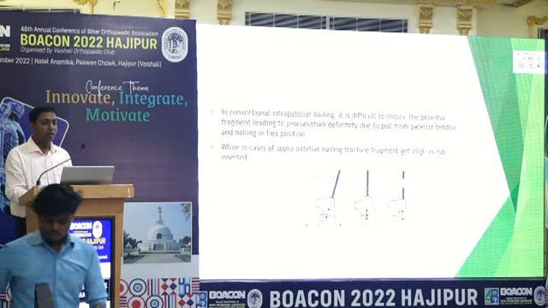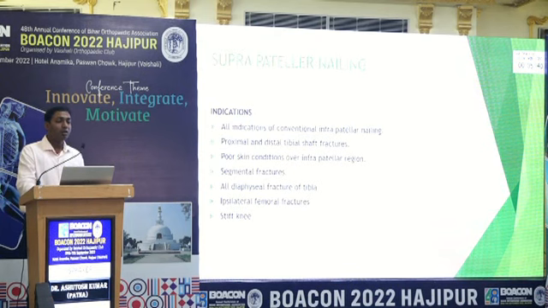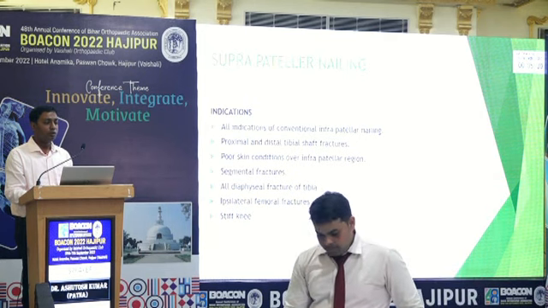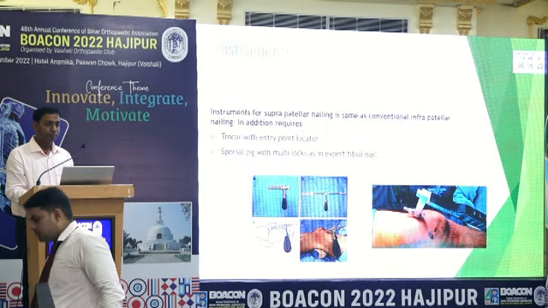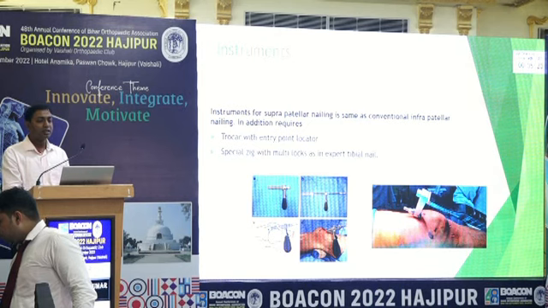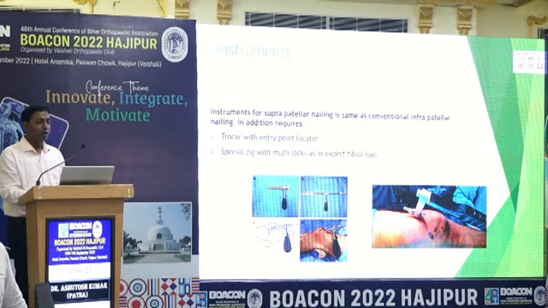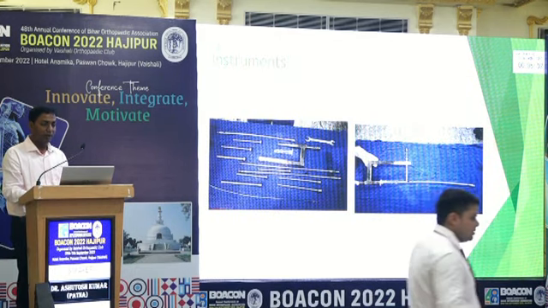While in case of suprapatellar nailing, the fracture gets aligned and the nail gets inserted. The indications are all the indications for the conventional infrapatellar nailing: proximal and distal shaft fractures, poor skin condition in the infrapatellar region, segmental fractures, all fascial fractures of the tibia, ipsilateral femur fractures, and stiff knee. Now coming to the instrumentation, it is the same as the conventional infrapatellar nailing. In addition, it requires the trocar with entry point locator and a special jig with multi-locks. These are the instruments for the suprapatellar nailing.